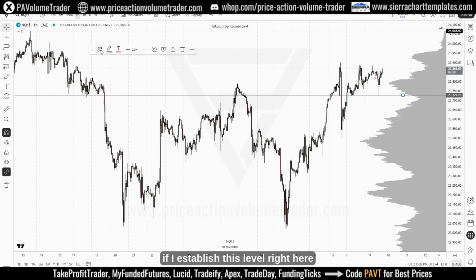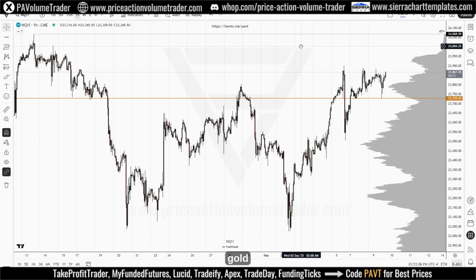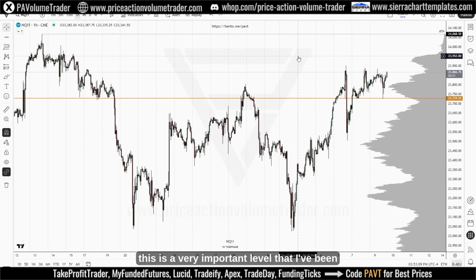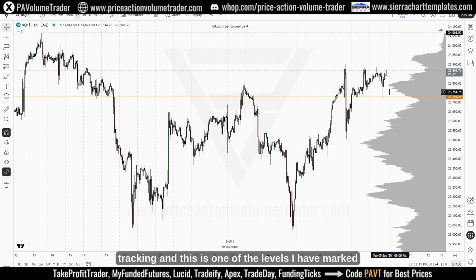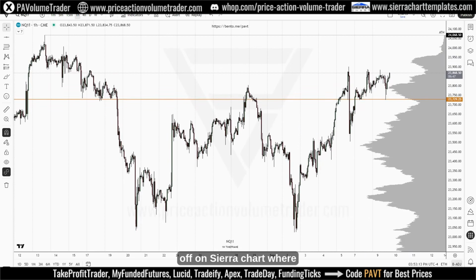So if I establish this level right here, and let me make this in gold, this is a very important level that I've been tracking, and this is one of the levels I have marked off on Sierra Chart, where we had very strong support, broken down. We did go back up above, but then we broke down again, breakout support, breakdown, come again, support, and now today we had a really great reaction there.